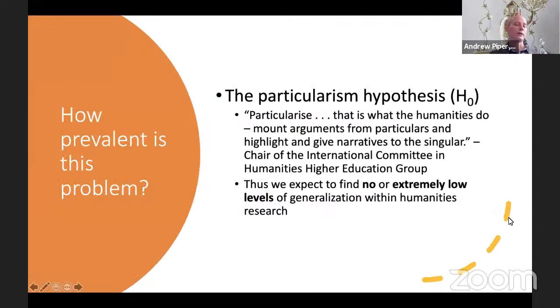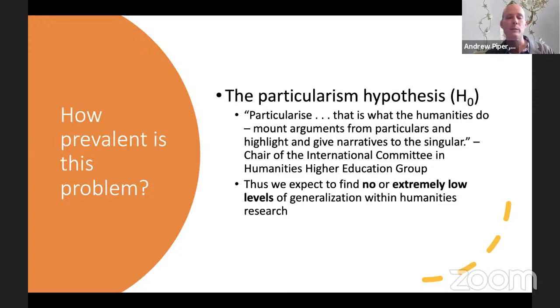Now, one of the things that people often say is, well, look, that's all well and good, and that might work for science or medicine or sociology, but in literary studies, we don't generalize. That is to say, this quote from one researcher here is a pretty good example of arguments you'll often hear, which is that the humanities particularize. They focus on singular things and specific things. They don't generalize. And so I call this the particularism hypothesis.